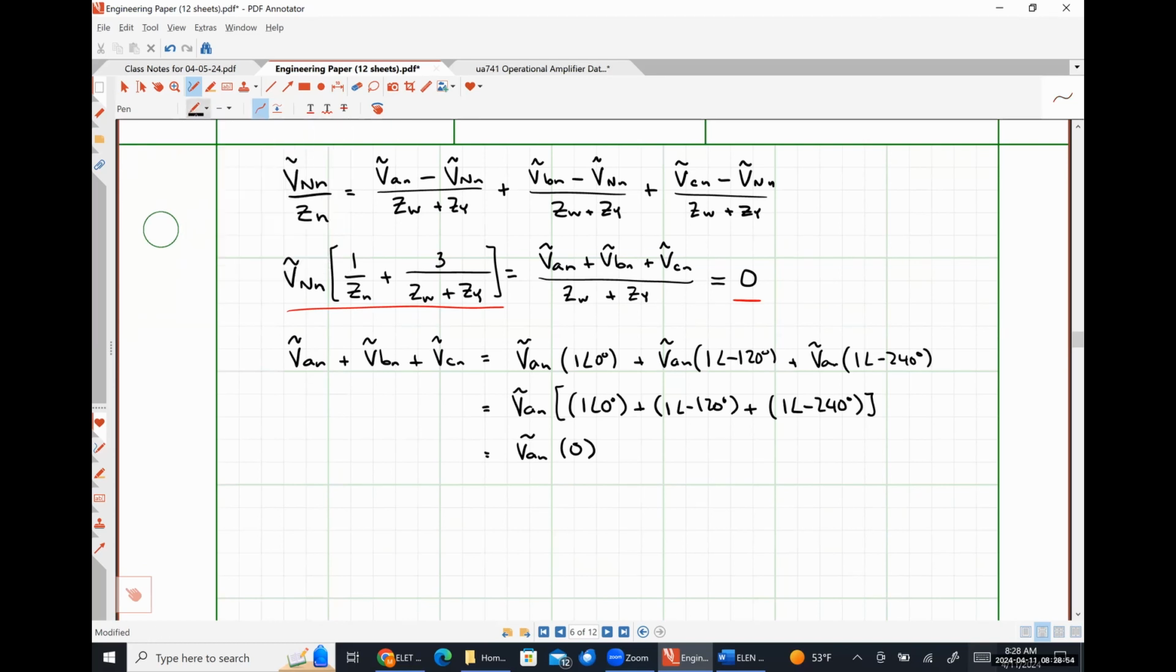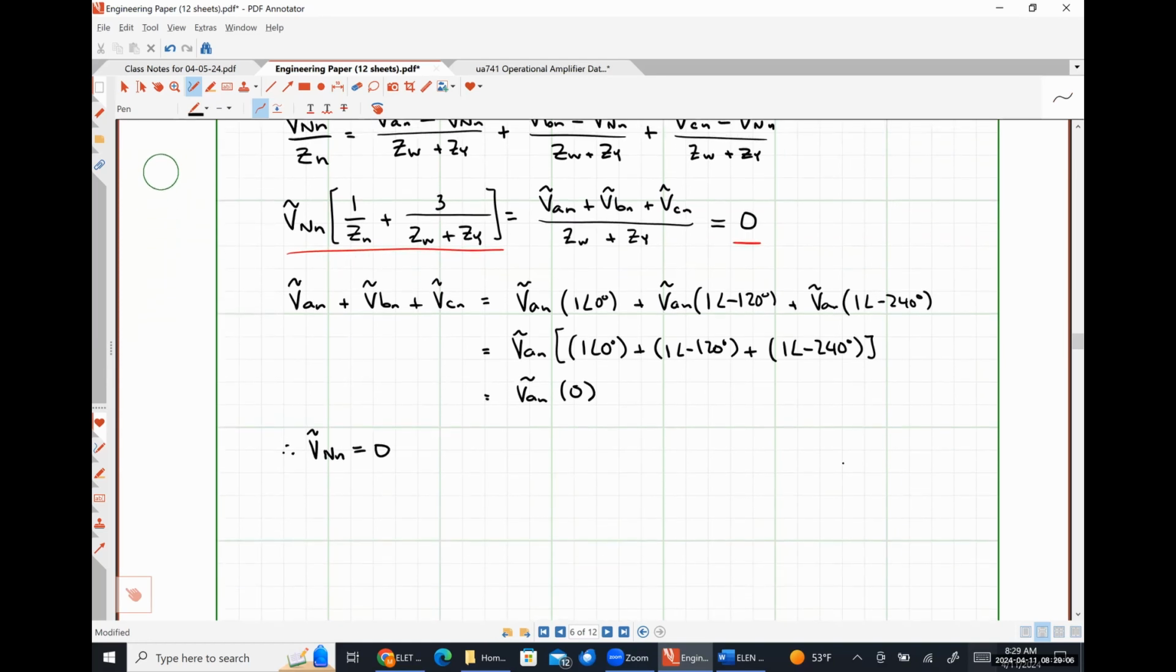So we can say VNN is equal to 0. And using this, let's see what's going on with the current through the neutral conductor. So that's going to be negative VNN divided by Zn. And this obviously has to be 0 as well.